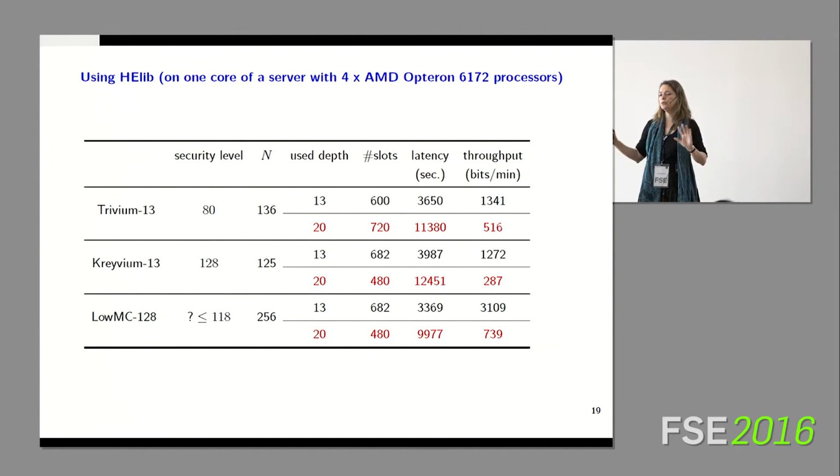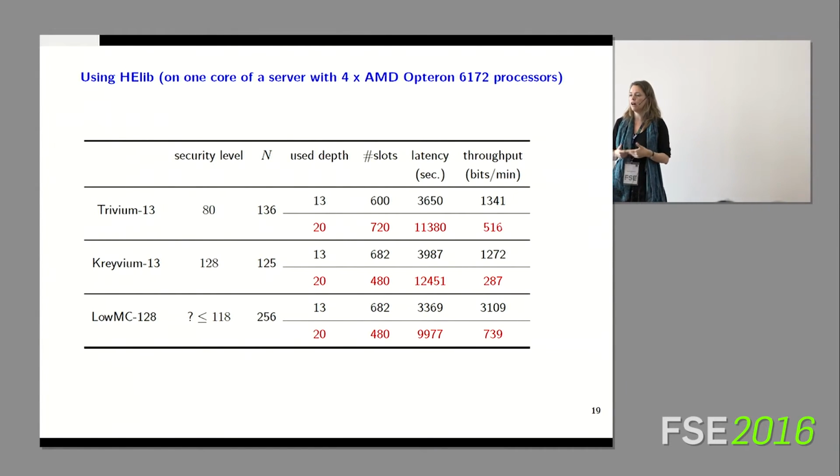So we have two series of experimental results which measure the cost of the homomorphic decryption corresponding to our ciphers. These two series correspond to two different homomorphic schemes. The first one is a BGV scheme, which is implemented with this HElib library.